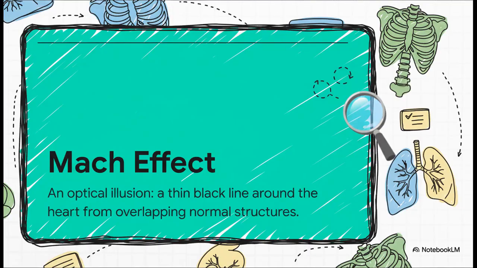Now here's a fascinating little detail. Sometimes you might see this super thin black line right around the edge of the heart, and your first thought might be that something's wrong. But a lot of the time, it's just an optical illusion called the Mach effect. It's caused by normal shadows overlapping in just the right way. It's a great reminder that even a normal X-ray can play tricks on your eyes.